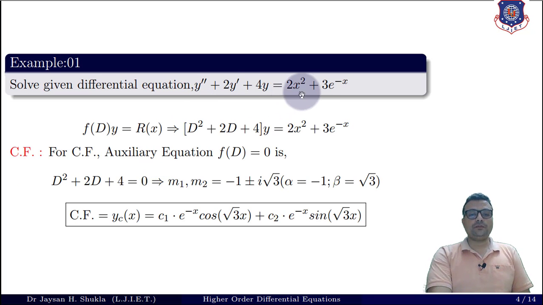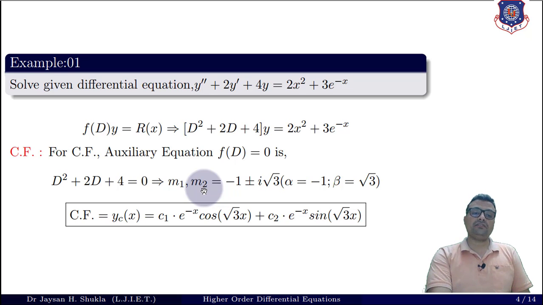Okay, the first possibility is, suppose we have addition of two functions like this. How to find the particular integral using the method of undetermined coefficients? So the equation is y double dash plus 2y dash plus 4y equal to 2x square plus 3e raised to minus x. Converting it into operator form, my equation will take this particular form: (D square plus 2D plus 4) y equal to 2x square plus 3e raised to minus x.